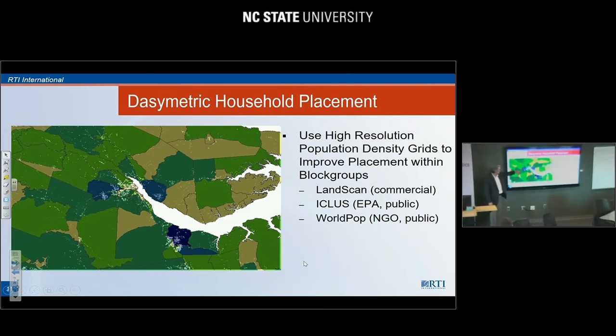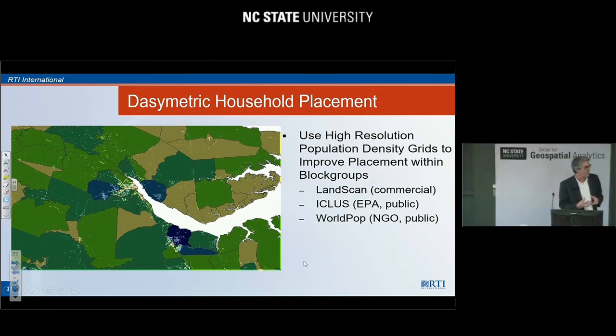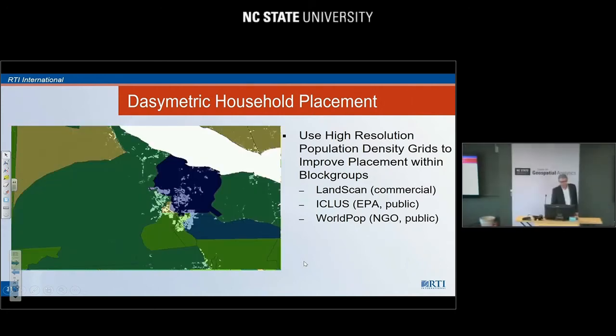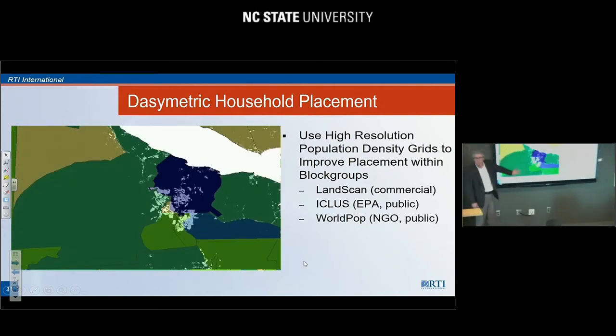This shows the ICLUS data set. The little white or light colored blobs are where, based on satellite imagery and other sources, there's a more refined estimate of where people actually live. So we use this second data set to take those dots and place them where this more high-resolution data set says people live. So in this area here, this might be forest or agriculture.